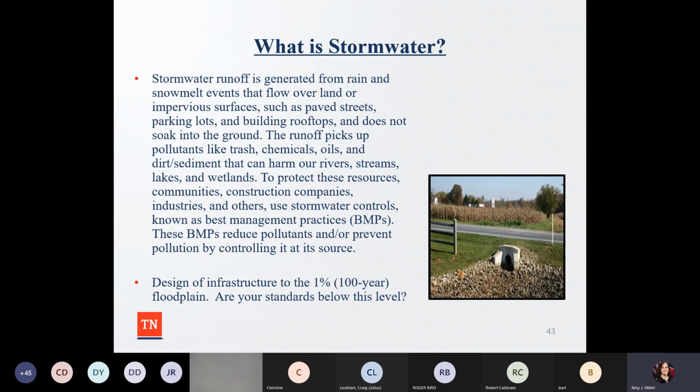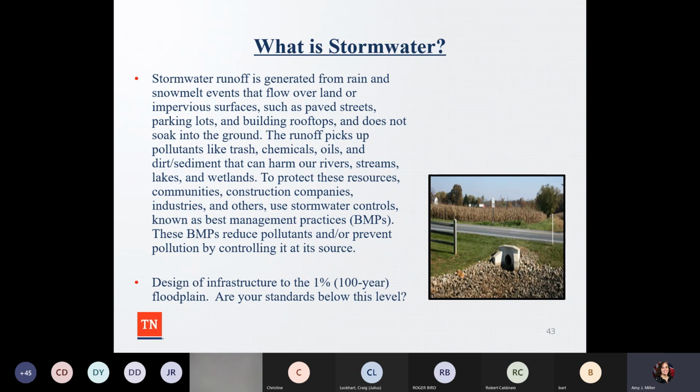So what is stormwater? This is a question that we get a lot of. A lot of times people will have a flooding concern and it's in a zone X, outside the floodplain, but they're having a flooding condition. So a lot of times lately, the phone calls have been more about this than anything else.